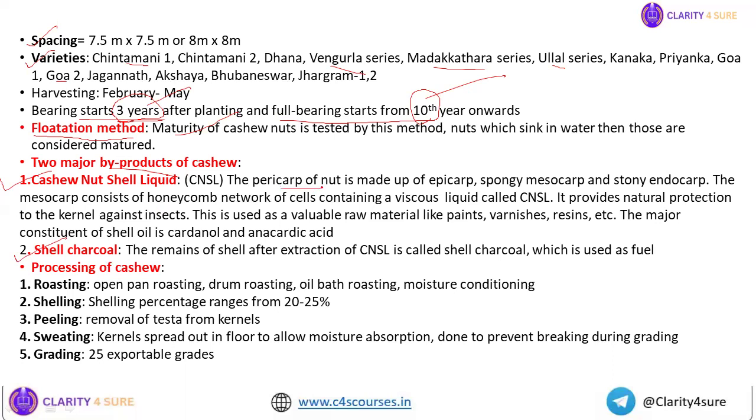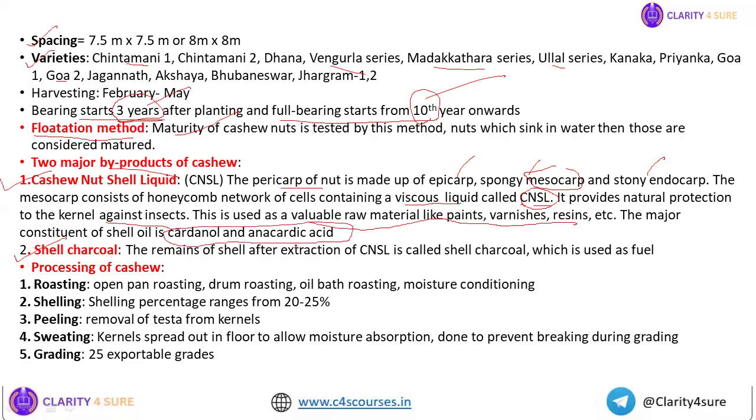So cashew nut shell liquid is what? The pericarp of the nut is made up of three parts: the epicarp, the spongy mesocarp, and the stony endocarp. In this mesocarp, we have a viscous liquid, which is known as CNSL, that is cashew nut shell liquid. This liquid has many industrial uses. It can be used as a valuable raw material for paints, varnishes, resins, and it also protects against insects. The major constituents of this shell oil are cardanol and anacardic acid.